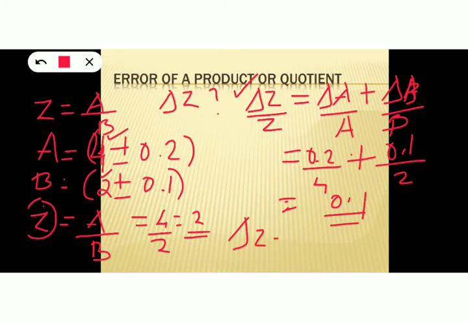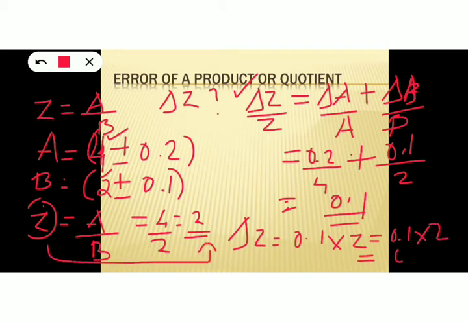Delta Z is equal to 0.1 into Z. That is 0.1 into, what is Z? We have already got the Z. What is that? 2. That is 0.2. This is the error in Z.